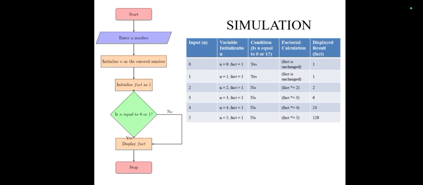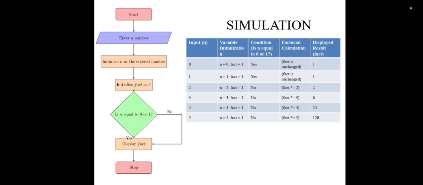Next example, I input 2. n is set to 2 and fact is set to 1. The condition is: is n equal to 0 or 1? The condition is not met this time because 2 is not equal to 0 or 1, which means fact is updated by multiplying it by n, which results in fact becoming 2. So, fact is equal to 2. The factorial of 2 is 2.